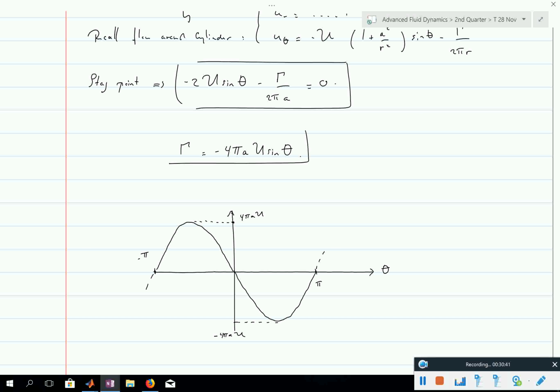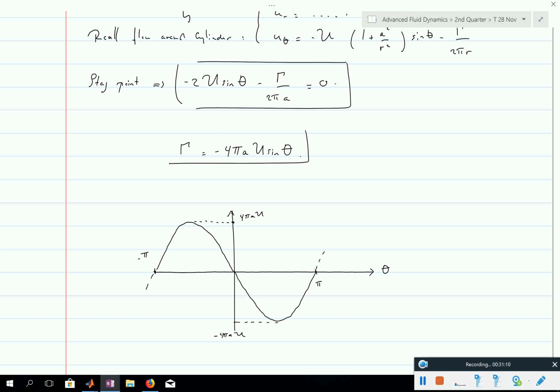let's talk only about positive circulation. If we start having negative circulation, we just have the opposite picture, with a lift force which is going to be downwards. So let's think about positive circulation. If my circulation is 0, where are my stagnation points? At 0 and at minus pi. That's what we had before. We had one right at the front of the cylinder and one at the back.